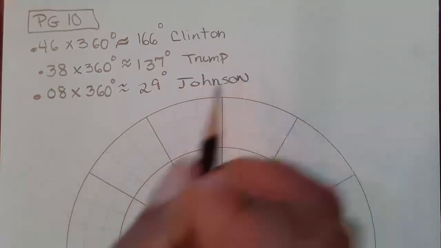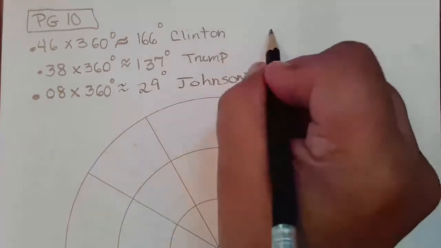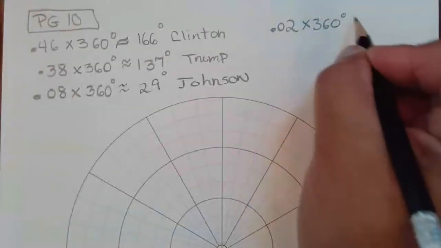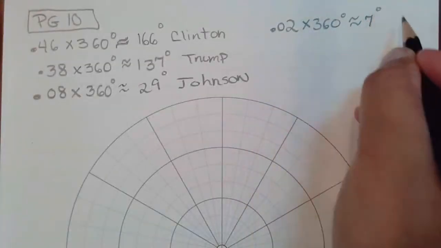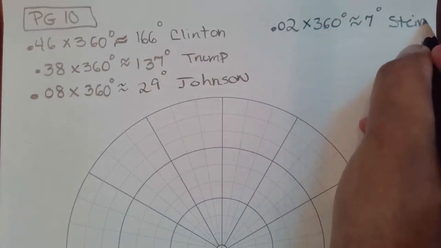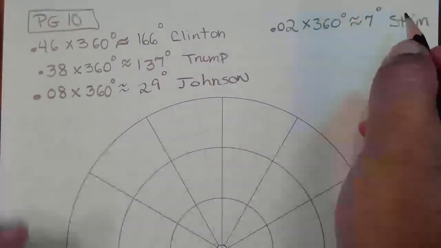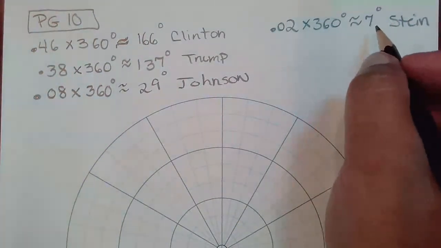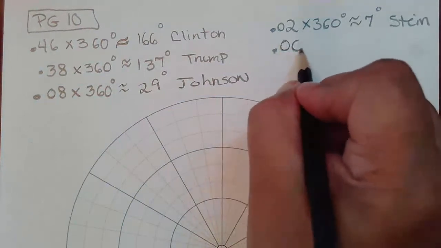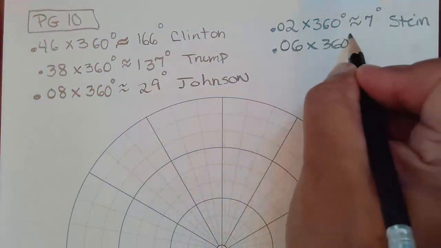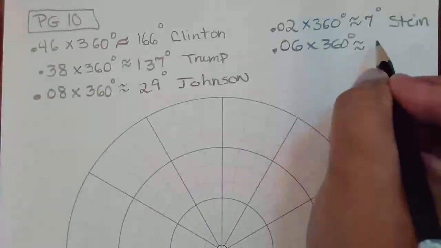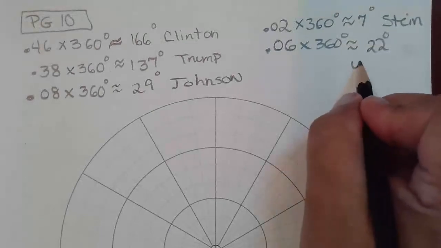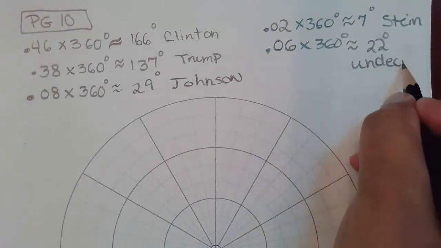Then there are some other people in that circle. There is Stein at 2%. 2% of 360 degrees is approximately 7 degrees. And then the last one is 6%. Let me just check that out again. Yeah, it was the 2% and then the 6%. So the 6% comes out to be approximately 22 degrees. And that's for the portion of the population that was undecided.